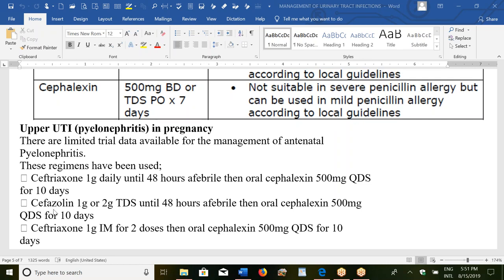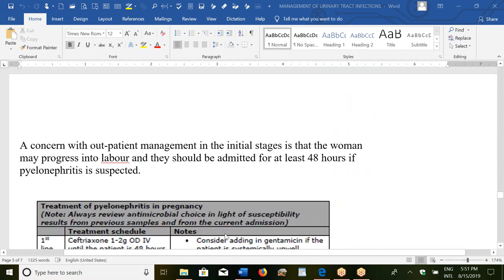Or you can give cefazolin 1 gram or 2 gram, and you will continue until the patient stays afebrile for 48 hours, and then you can start her on oral antimicrobial therapy in the form of cephalexin, a first generation cephalosporin. Then you can give ceftriaxone 1 gram intramuscular for 2 doses, then oral cephalexin QID for 10 days.